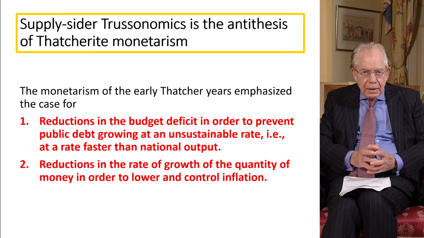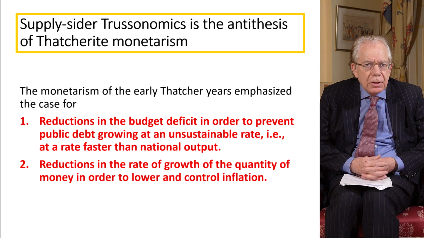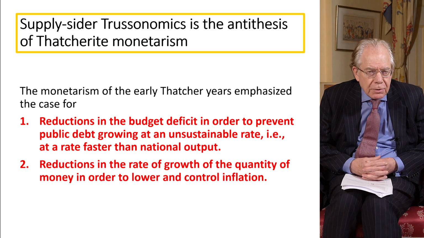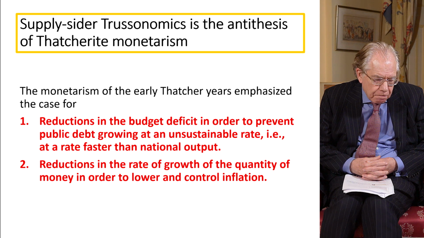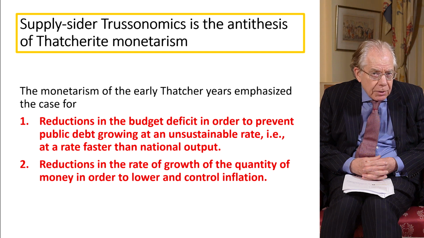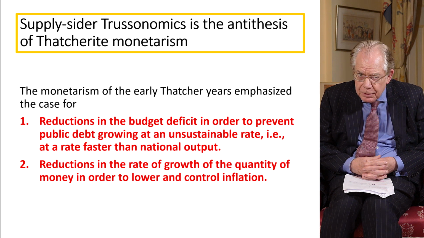Let me just finally say that what Thatcherite monetarism was about, and I was very much a supporter of it, was the reductions in the rate of growth of money in order to reduce inflation, and reductions in the budget deficit over the medium term to ensure fiscal solvency. That isn't what's happened in Britain in recent weeks. It's been a total disaster, and it's the antithesis of Thatcherite monetarism.